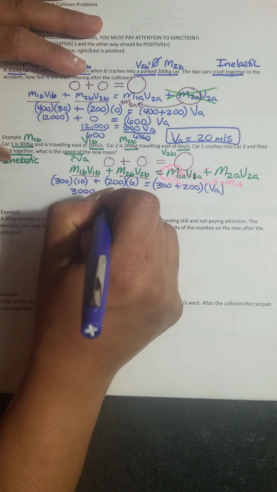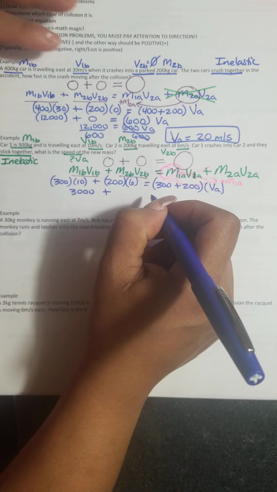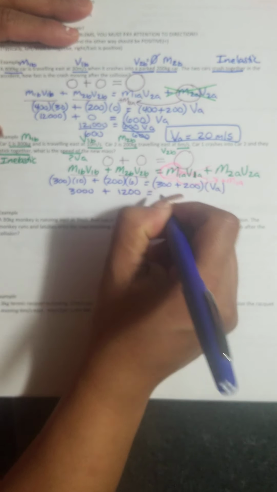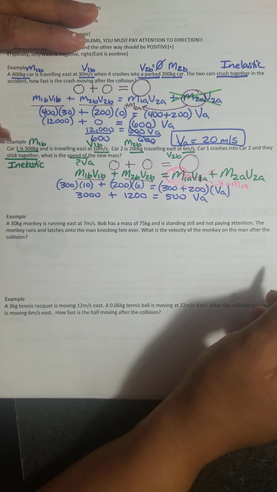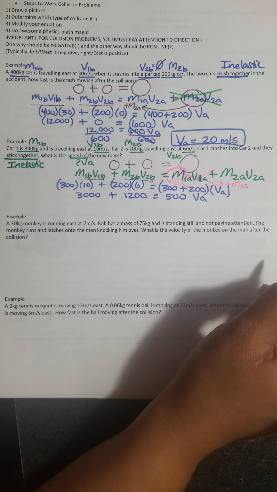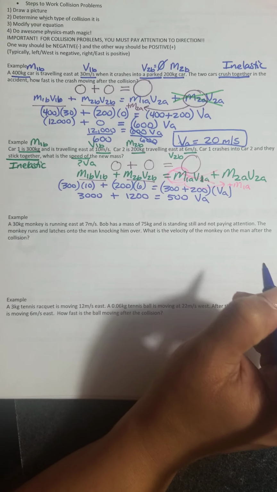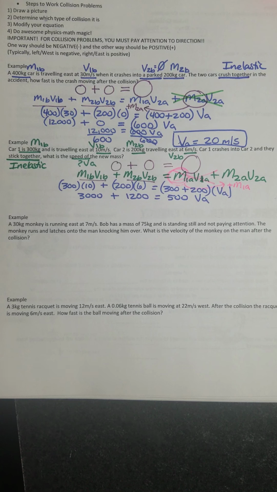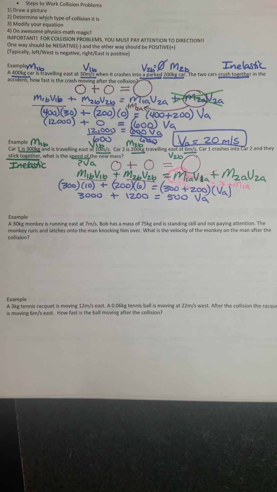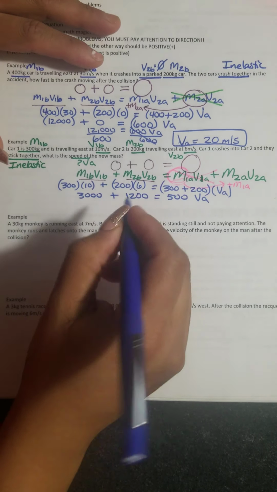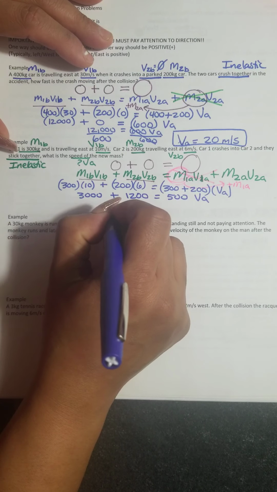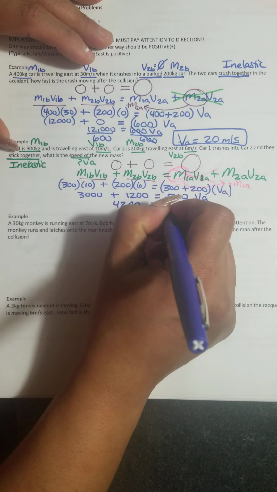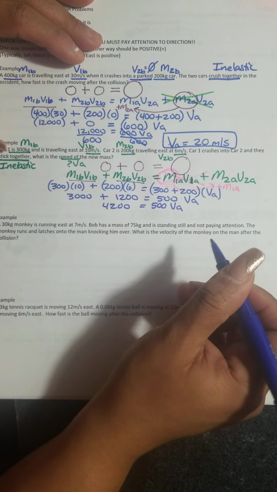3,000 plus 1,200 equals 500 VA. I'm going to get the 1,200 and the 3,000 and add those two together. I know I said it in class, and I'm going to make sure I say it again, that we need to use the order of operations. Please excuse my dear Aunt Sally. So 3,000 plus 1,200 is going to be 4,200 equals 500 VA. I need to solve for VA.